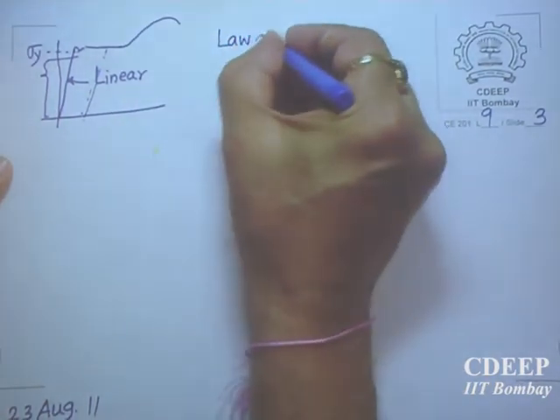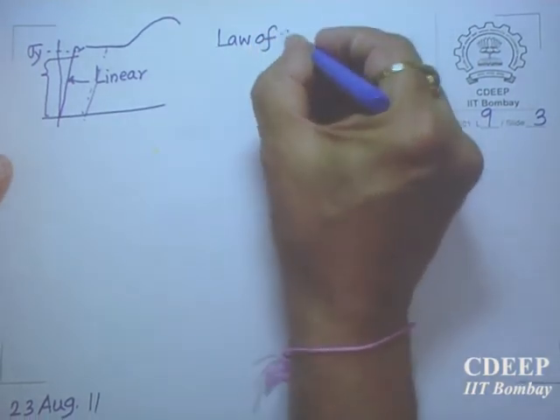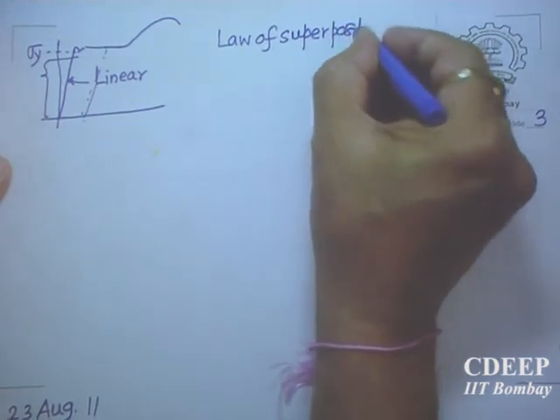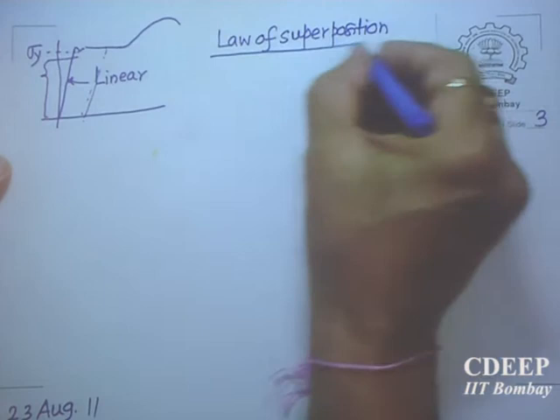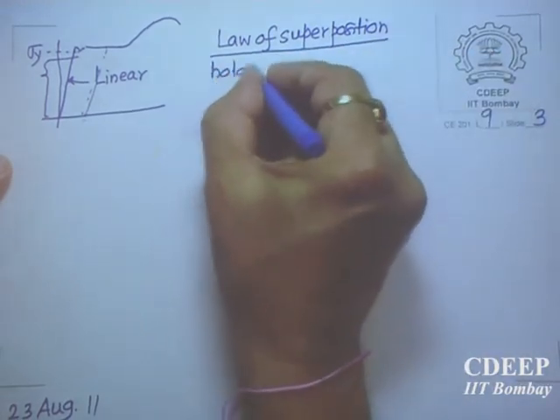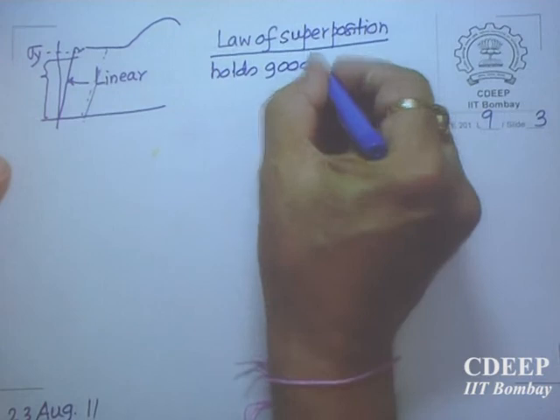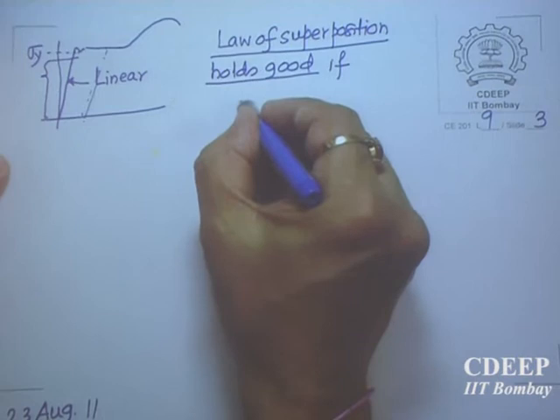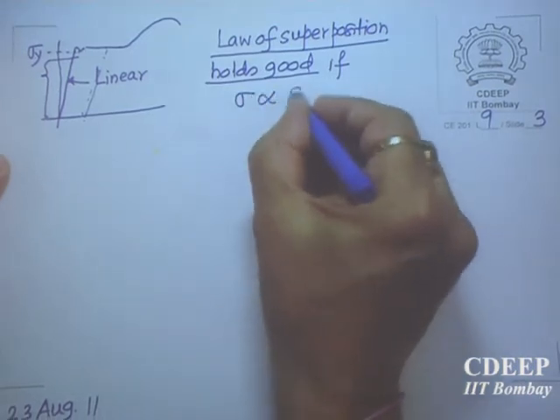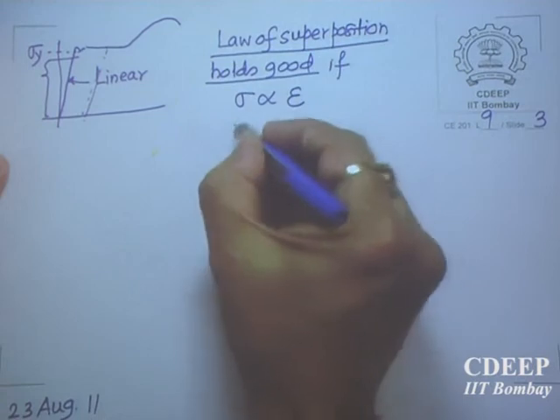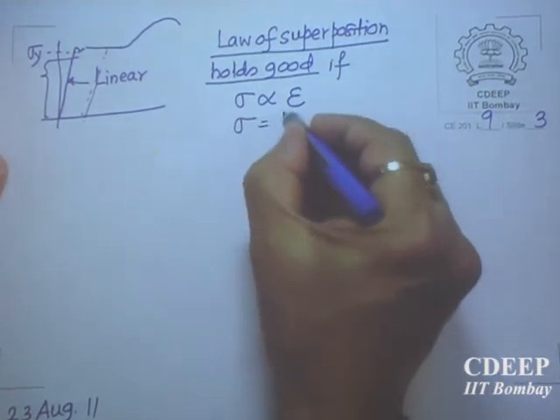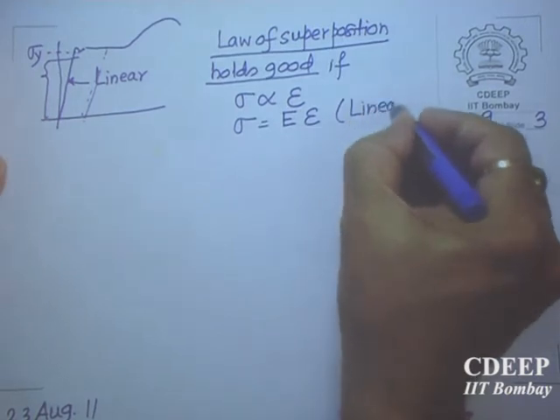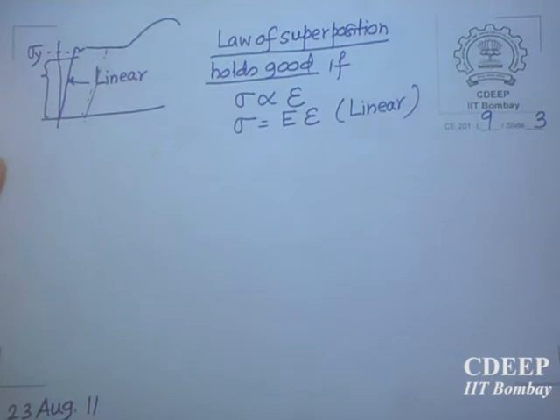Remember this. You are going to use this throughout your life. Law of superposition holds good if stress is proportional linearly, that means stress is equal to, this is linear, not exceeding yield.